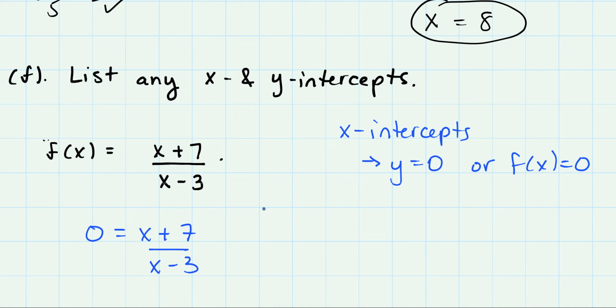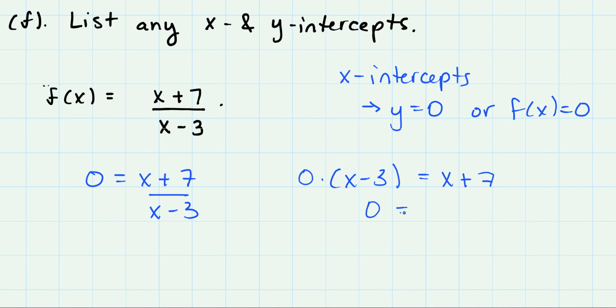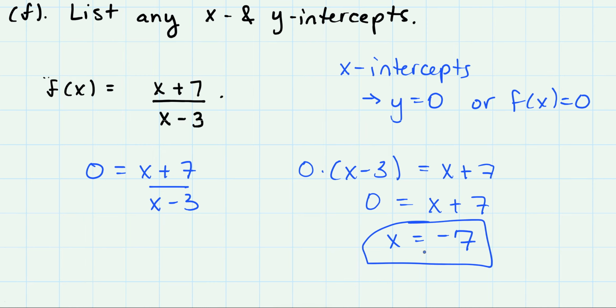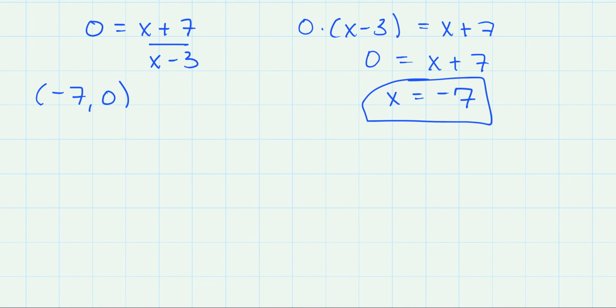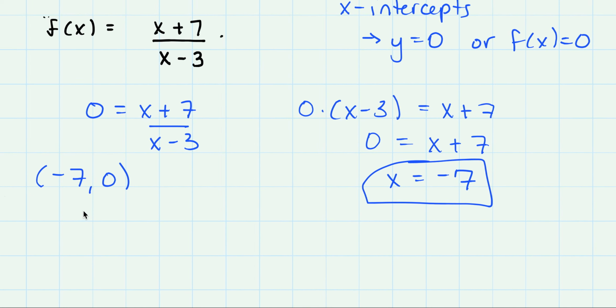So multiply both sides by x minus 3, and you get 0 times x minus 3 is x plus 7. Distribute, you get 0 is equal to x plus 7, so x is equal to negative 7. So this is the x-coordinate of your x-intercept, and you can write it as negative 7 comma 0. That is your x-intercept. It depends on what your homework asks you to do. If they ask you to write it as a point, you would do this, and if they just want the x-coordinate, you would just say x is negative 7.